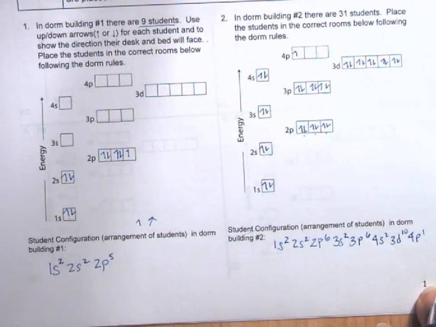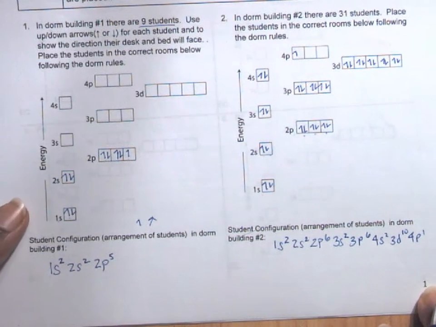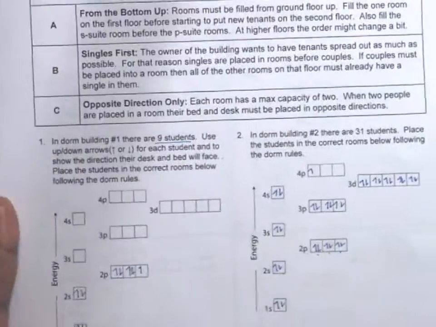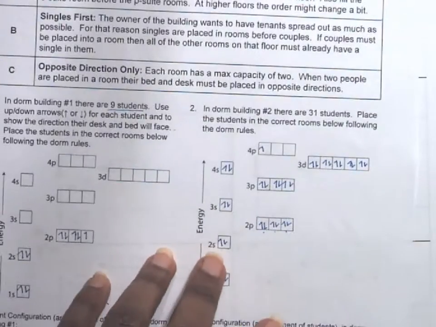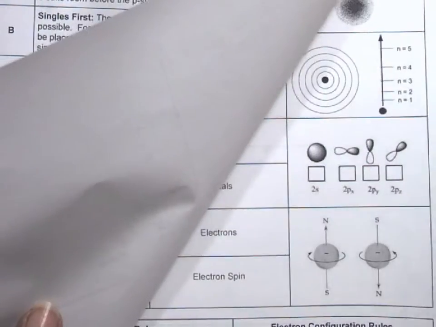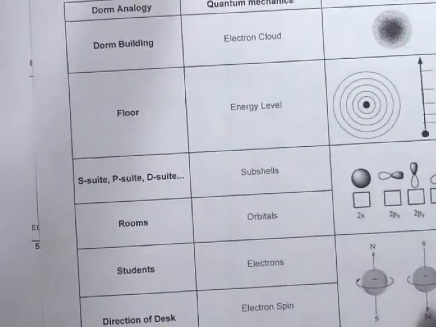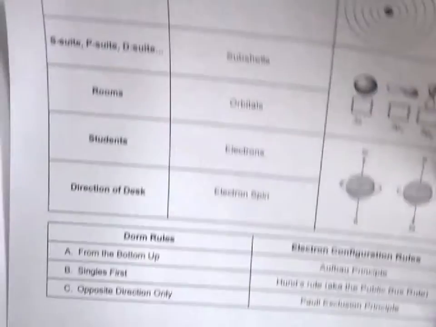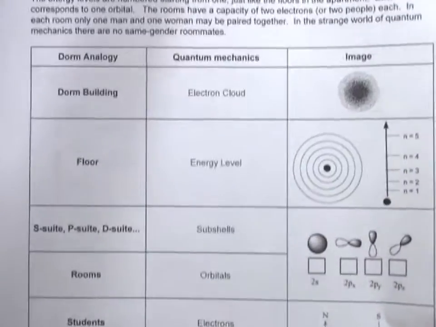So notice that I'm using the terms students and electrons interchangeably, and that's because this dorm room analogy is really representing what happens to the electrons. So the students are clearly the electrons. And to clarify this analogy, on the second page of that packet, you have an explanation of what the analogy means and the principles, those rules that we follow, at the bottom. So take a moment to read that page, okay?